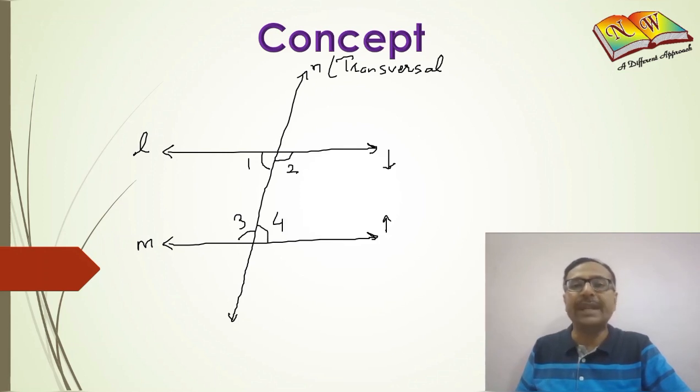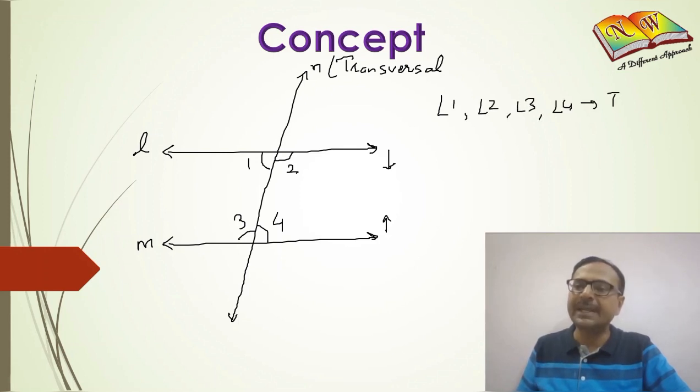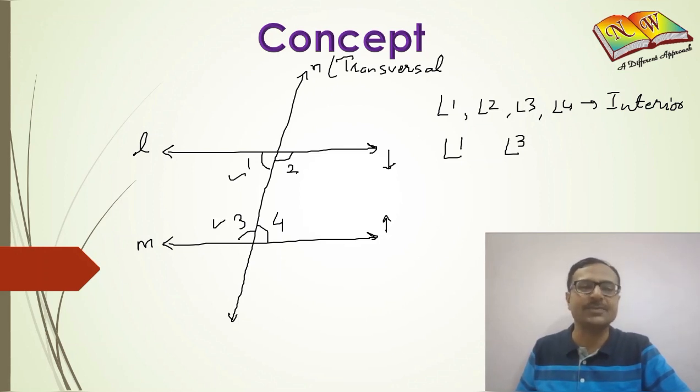What are co-interior? Angle 1, angle 2, angle 3, angle 4, all of them are interior angles. But co-interior means lying on the same side of the transversal. So if you see angle 1 and angle 3, they lie on the same side of the transversal, that means the left side of the transversal.